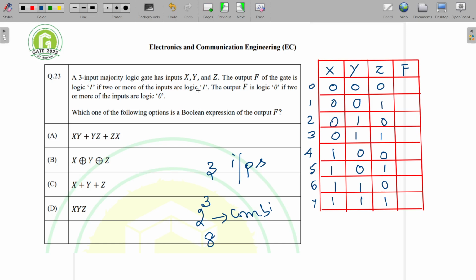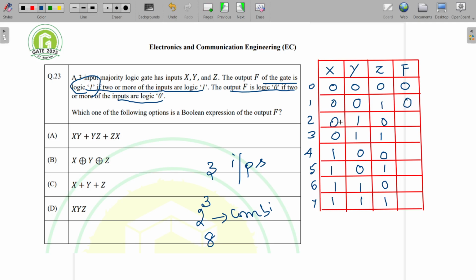Now have a look at this. The output is logic 1 if 2 or more of the inputs are logic 1. Here you see 3 logic zeros are there, so it comes under the second case: the output F is logic 0 if 2 or more of the inputs are logic 0. So it is 0. Here how many zeros and ones are there? 2 zeros. So the majority is 0, so you have to put a 0.